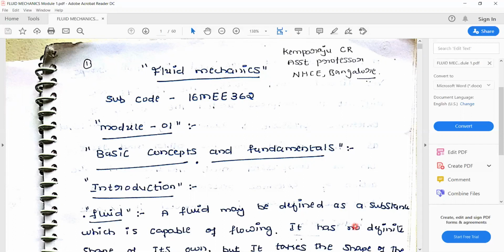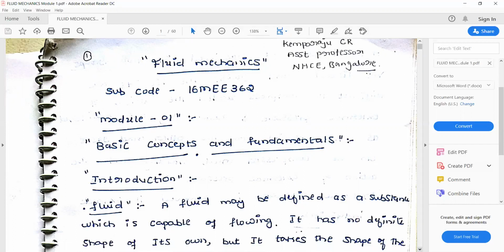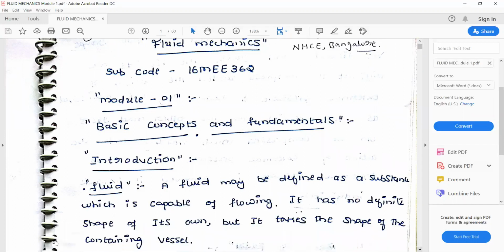As you all know, the fluid definition: fluid may be defined as a substance which is capable of flowing. It has no definite shape of its own, but it takes the shape of the containing vessel. Why will it take the shape of the containing vessel? Because if you apply any shear stress on the fluid, it will not offer any resistance. Because of this, it will take the shape of the containing vessel.